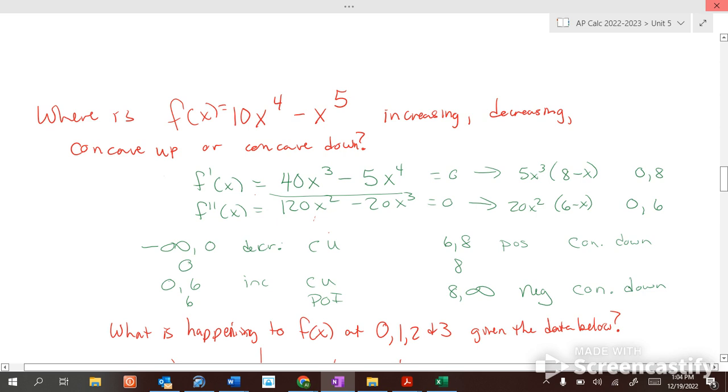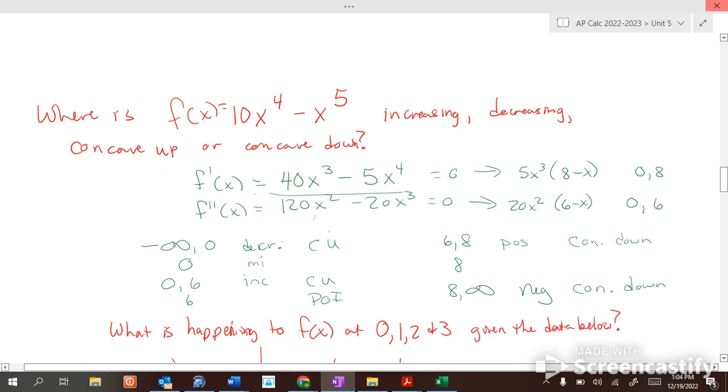Okay. So we got where it's decreasing and what its concavity is. Now, if you look at the points in between, if it changes from decreasing to increasing, it's either going to be a min or it's going to be an asymptote. Can we have an asymptote with this? Are we going to divide by 0 anywhere? No, so this must be a min.